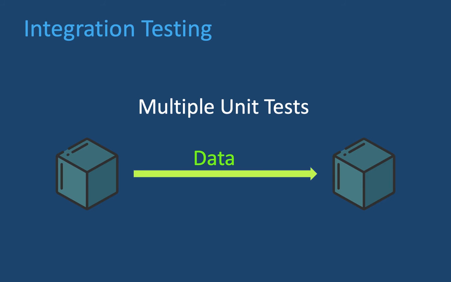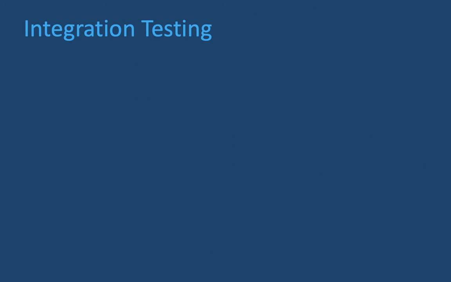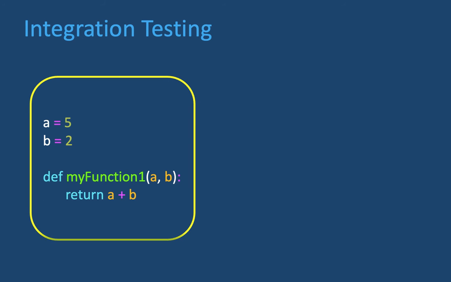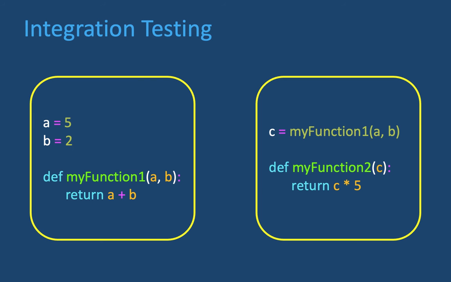For example, let's say that now we have two functions. The first function that we used in unit testing example takes two integers and returns a sum of those numbers. And the second function takes the result of the first method as an input and multiplies it by 5, and then returns the new result. So here the second method depends on the output of the first method.